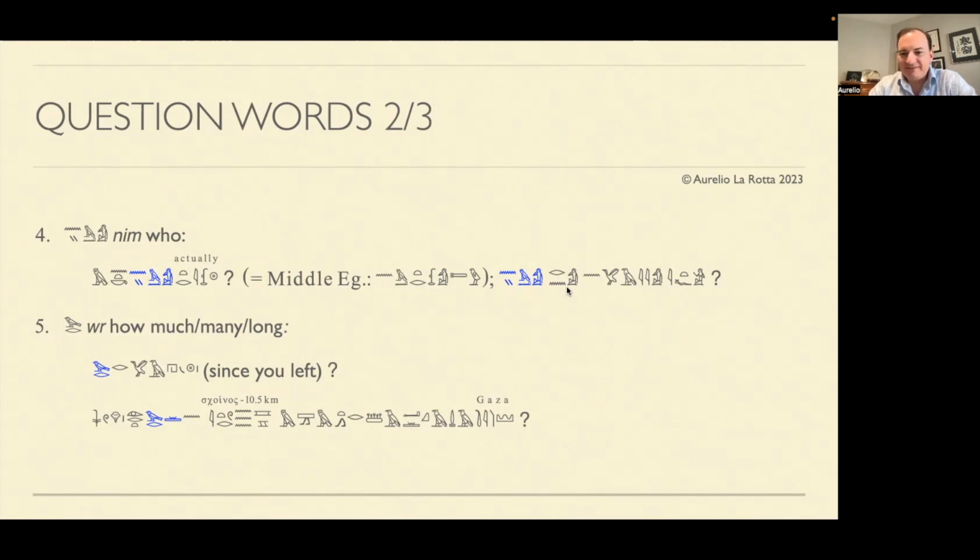All right, well done. And then we have another one, which is word. Word is how much, how many, how long. One example here is a clip that is the whole sentence, but I just thought I'd cut out some of the complexity. Basically, it says word paho, how much until today, and the sentence goes on since you left Egypt, I think. So that's the whole question. But basically, word is basically how much.